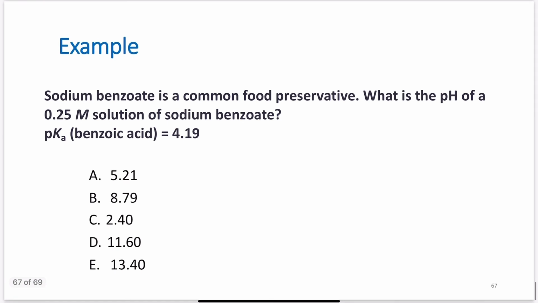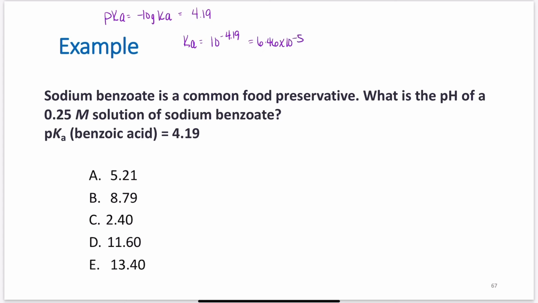Okay. Sodium benzoate is a common food preservative. What is the pH of a 0.25 molar solution of sodium benzoate? It gives me the pKa of benzoic acid to be 4.19. Again, pKa is the negative log of the Ka value, and this equals 4.19, which means if I want Ka, I'm going to take 10 to the negative 4.19. And that will give me 6.46 times 10 to the minus 5.